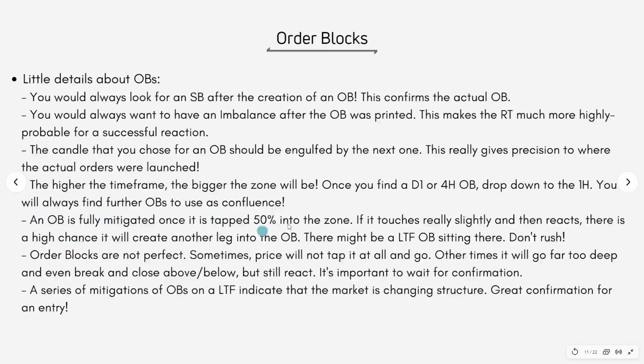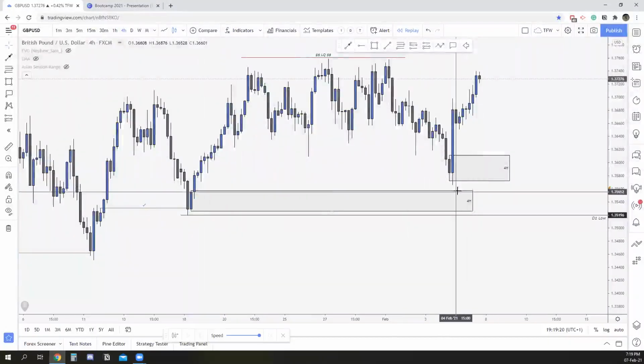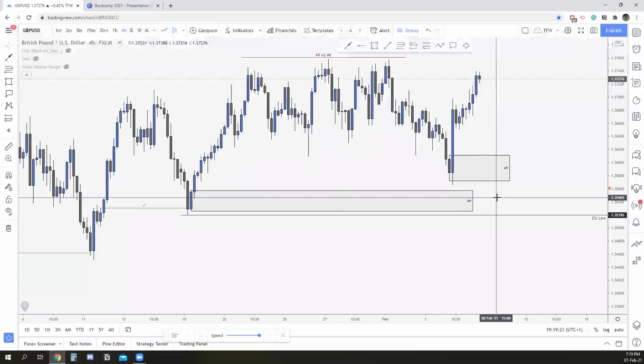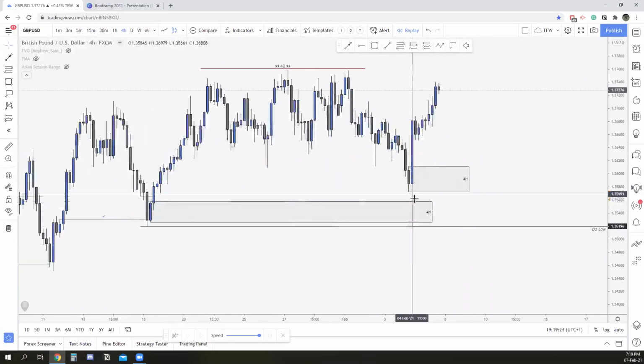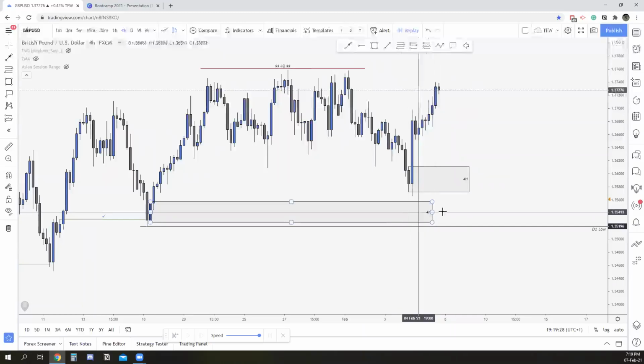An OB is fully mitigated once it's tapped 50% into the zone. We spoke about this as well. It's a very nice detail, guys, make sure to keep that in mind. If it touches the order block really slightly, like if it just touches the top line of the OB, this is not a complete mitigation, right? So even if it taps, you can expect the market to make another leg into 50% of the OB.